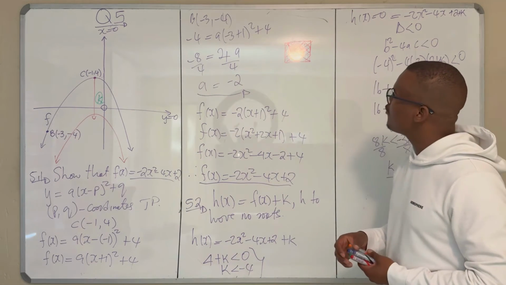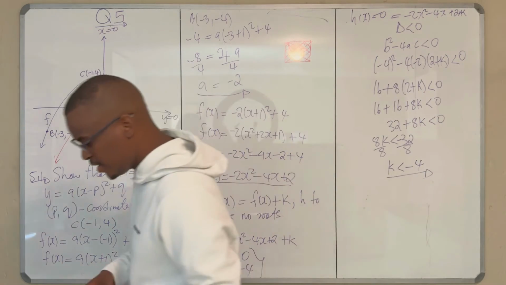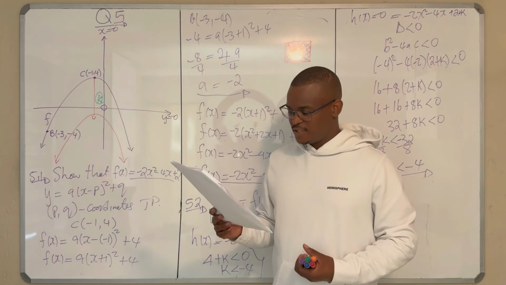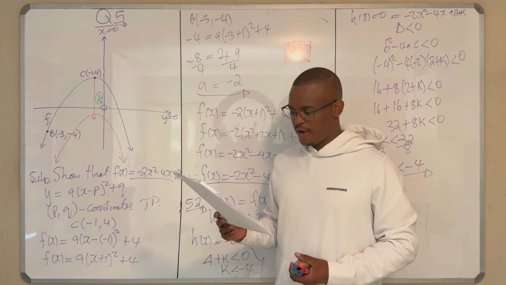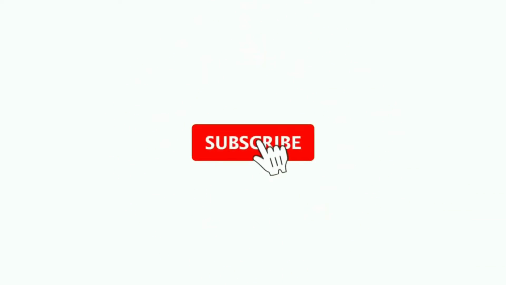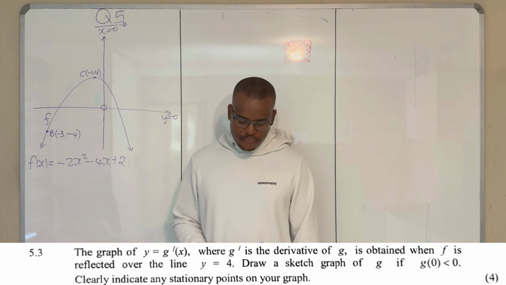So we're done with 5.2. Now we're going to move to 5.3. Looks like we might need a bit of space, so let's clean the board and do 5.3. Okay, so now we're doing 5.3.